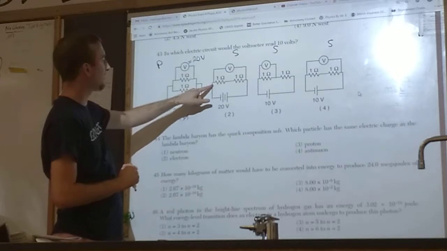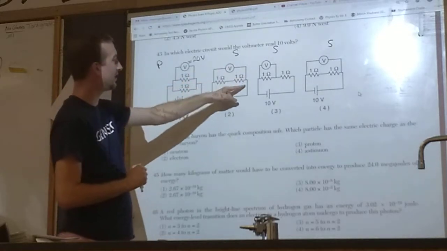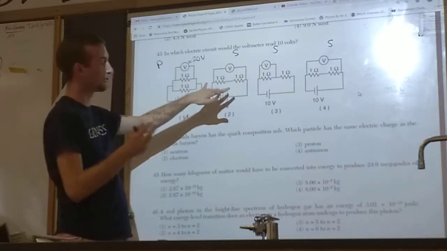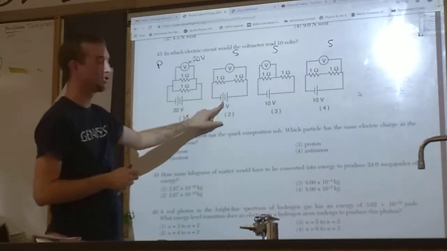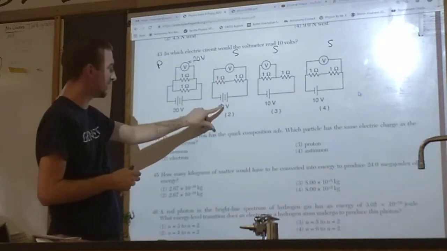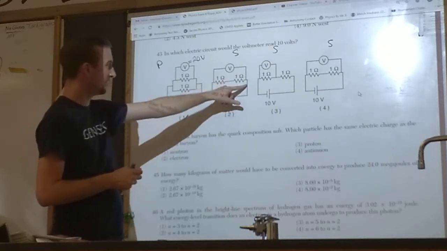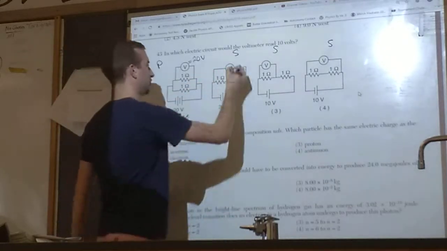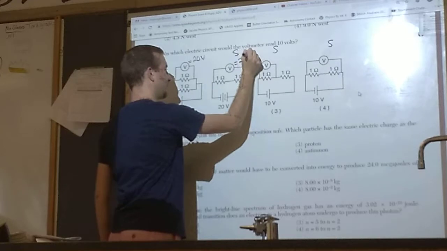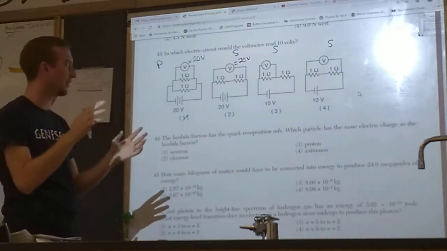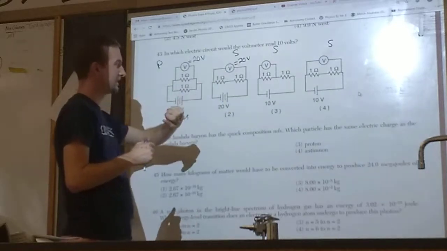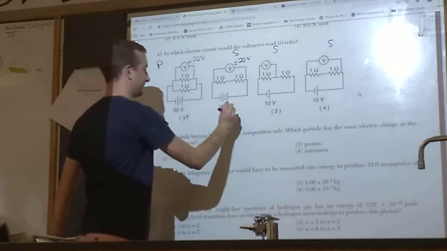Now let's look at this series circuit. Look where the voltmeter is placed. It's around both resistors, okay? So really, it's the entire voltage drop here. Again, we have a voltage gain of 20 volts. The entire voltage drop should also be 20 volts, since we've got both resistors inside our leads to the voltmeter. That's not going to work either.